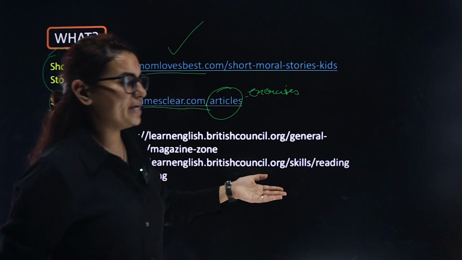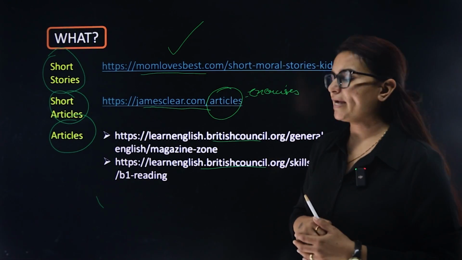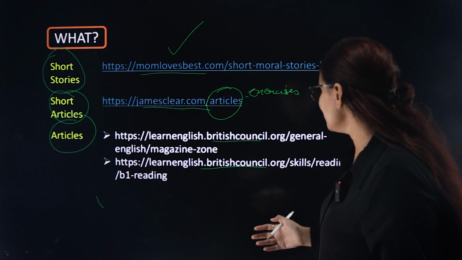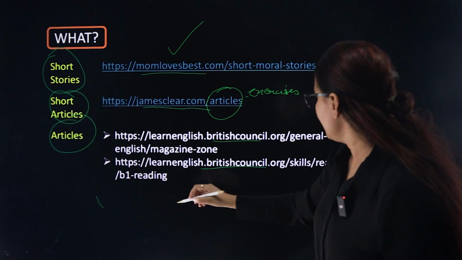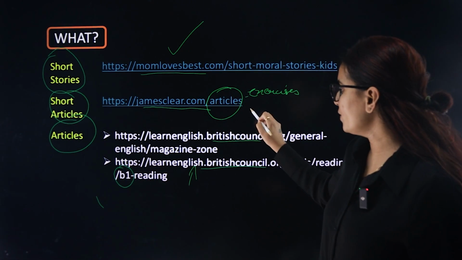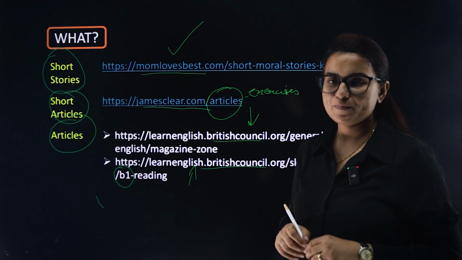There are a lot of exercises that you can try to practice your reading comprehension. After that, we have the British Council's website link where you will find a lot of lengthy articles about various topics based on your level. If you are reading for B1, which is intermediate, this is the link. If you are reading for A1, A2, this is the link you can follow.